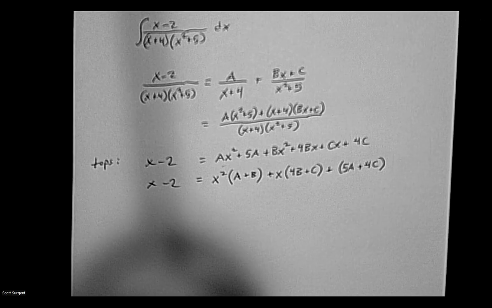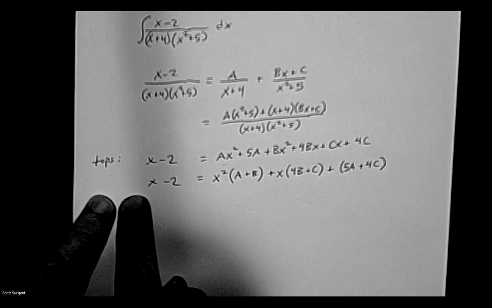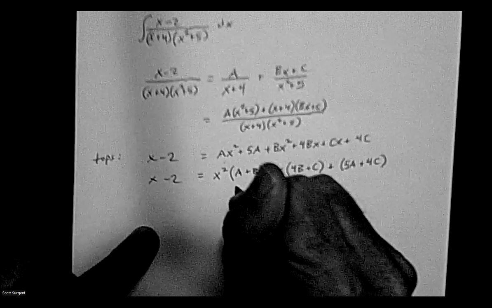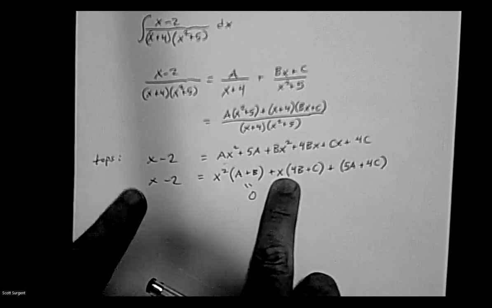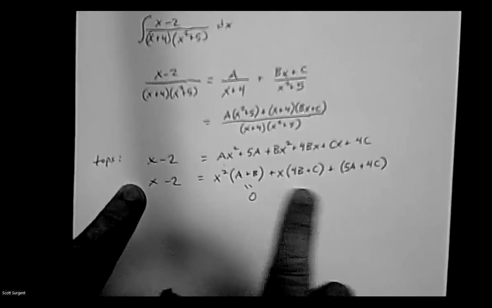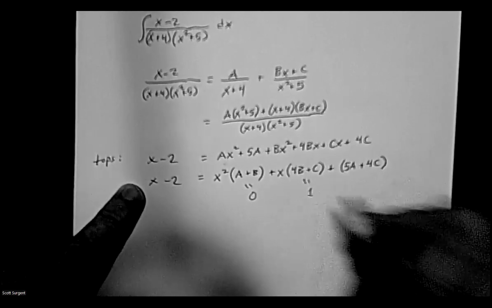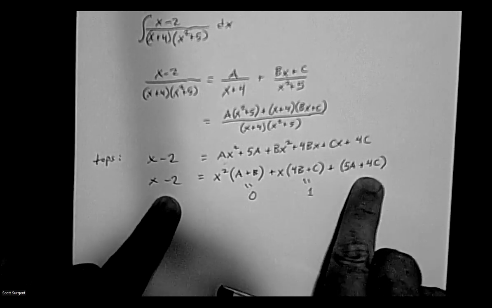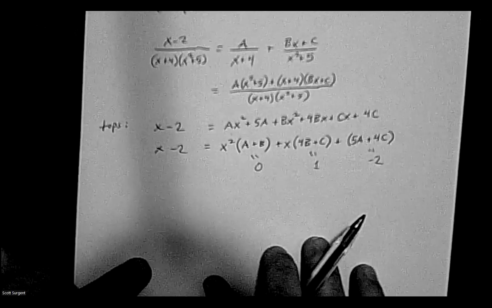No. Okay. This is where you start getting into the matrix, so a system. If you compare left side and right side here, we don't have an x squared term over here, so this is going to be 0. For our x, we have a 1 in front of this x on the left, so that 4b plus c is 1. And then here, 5a plus 4c is -2. And that is a system.